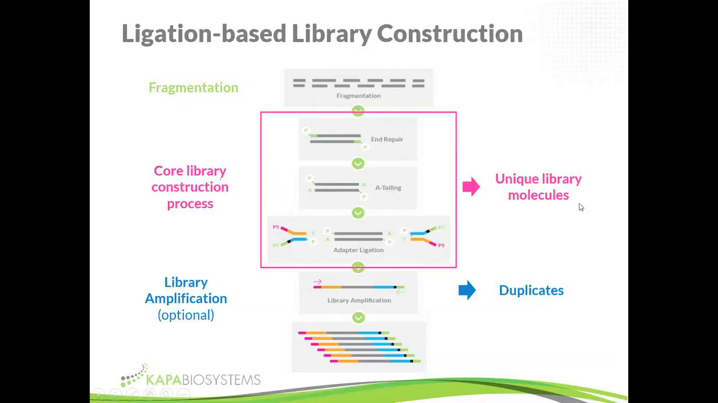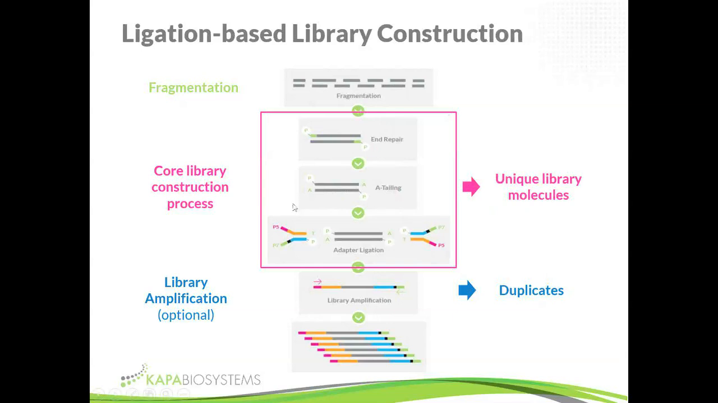And if you start with a lot of DNA, it's not a challenging sample, it's less important. But as we're trying to sequence from smaller and smaller quantities of DNA and from more and more difficult samples, the efficiency of this core library construction process is key in the whole process.